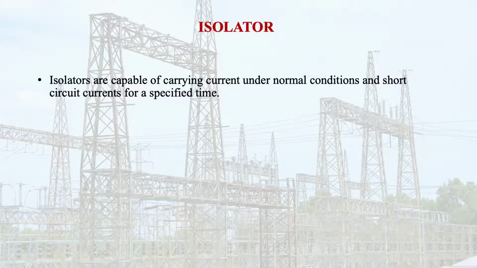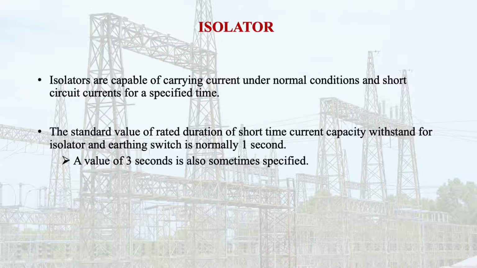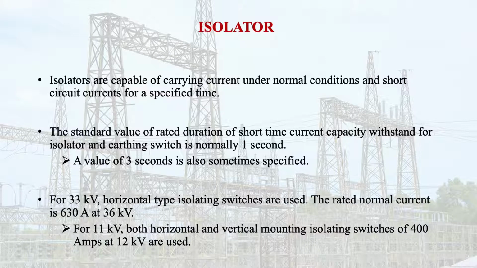So isolators are capable of carrying the current under normal conditions and short circuit currents for a specified time. In open position, an isolator should provide an isolating distance between the terminals. The standard value of rated short time current withstand capacity for the isolator and earthing switches is normally 1 second. A value of 3 seconds is also sometimes specified for a 33 kV horizontal type isolator switch.